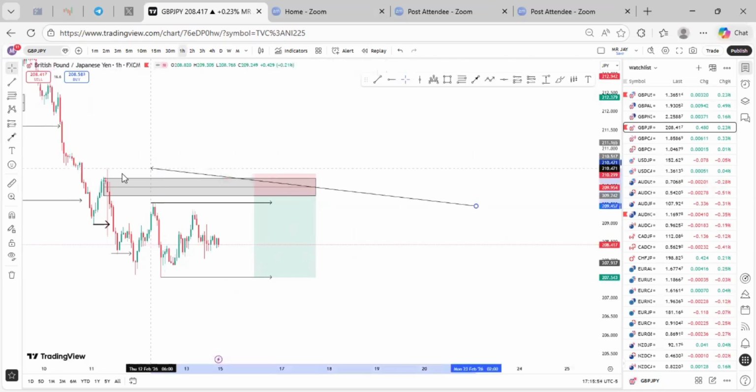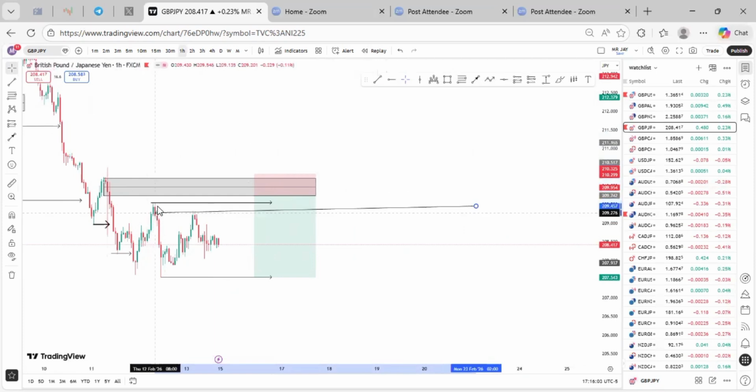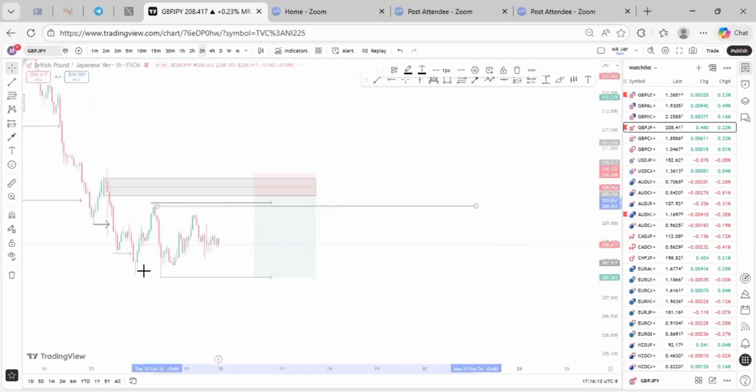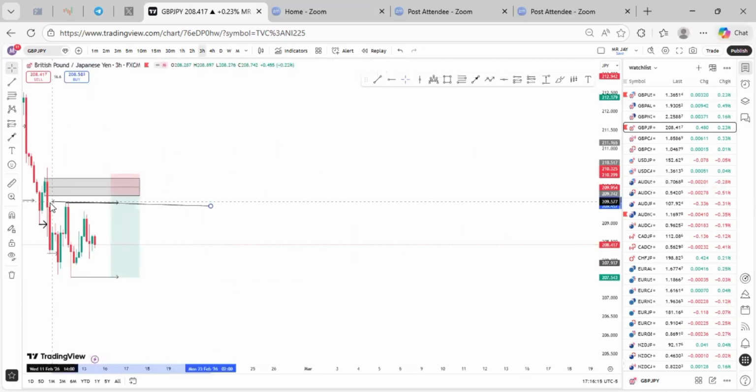And now this is the structure. Then we have our liquidity, which is number two. Number one, our market structure. Number two, our liquidity, which is over here. And then number three is our imbalance, which is on the 3-hour time frame. As you can see from here, this is our imbalance over here, which is number three.